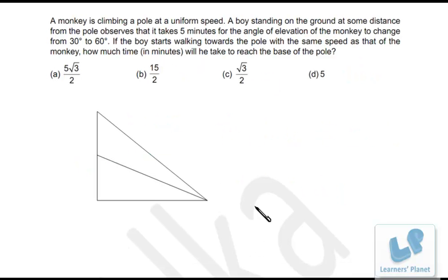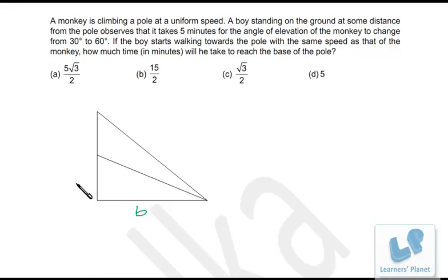Now one more problem from trigonometry. A monkey is climbing a pole at a uniform speed. A boy standing on the ground at some distance from the pole observes that it takes 5 minutes for the angle of elevation of the monkey to change from 30 to 60 degrees. If the boy starts walking towards the pole with the same speed as that of the monkey, how much time in minutes will he take to reach the base of the pole?